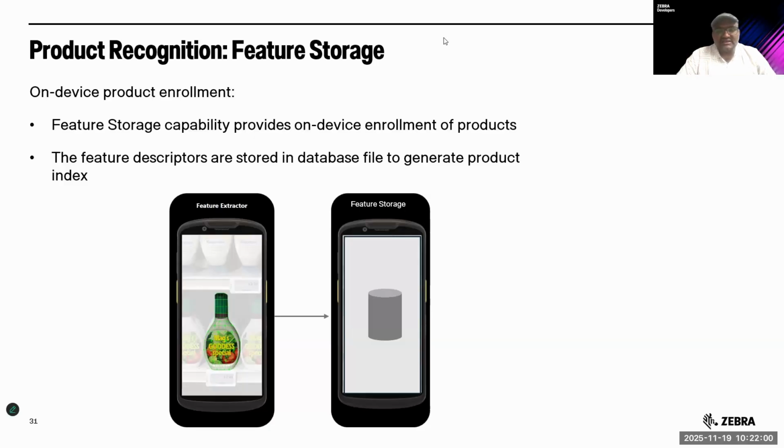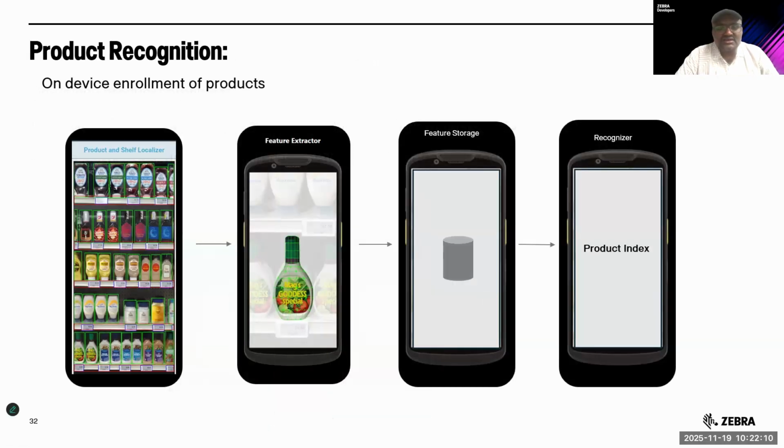Once you have this database file, you pass it on to the recognition block. As you see, in the whole pipeline, the first step is localization and then extraction. Each of these extracted features is stored in the feature storage. Once you pass the DB file path to the recognizer, this DB is internally managed within the SDK on device. The recognizer enables the index generation process.